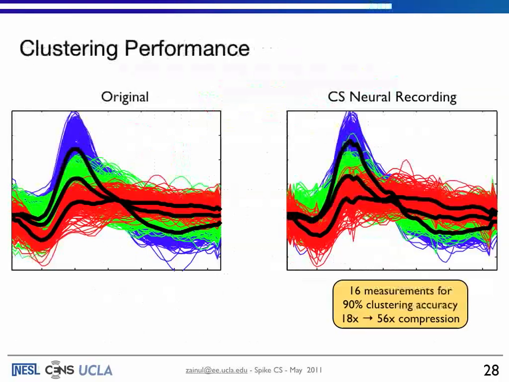And this is what the spikes actually look like before they were compressed, and this is their sorting performance, and this is what the distortion looks like because we reduced the compression down to about a third. And you still get about 90% accuracy, which is pretty good for the neuroscientists.